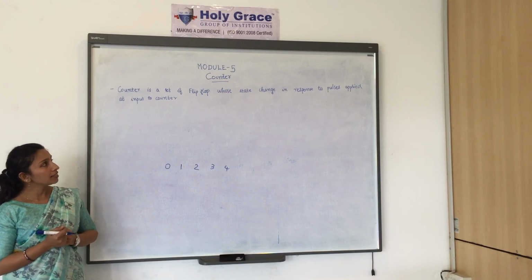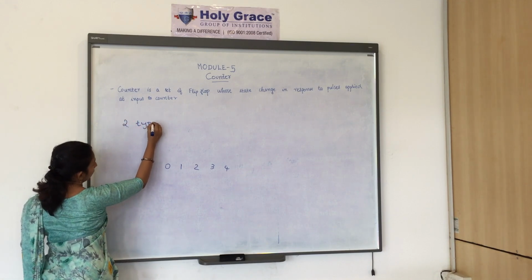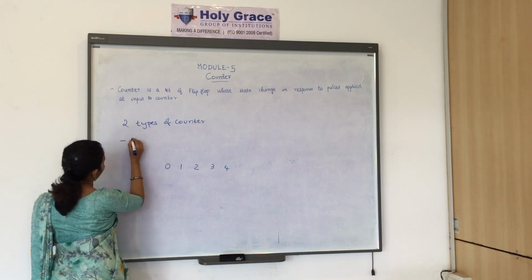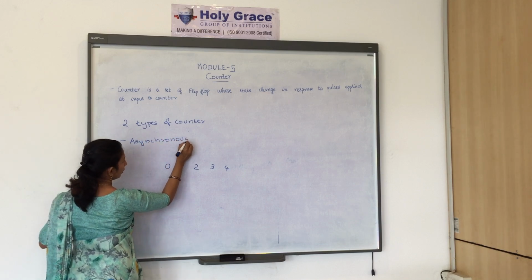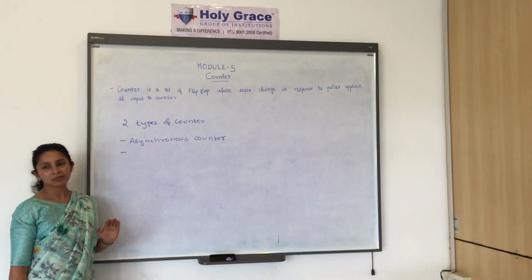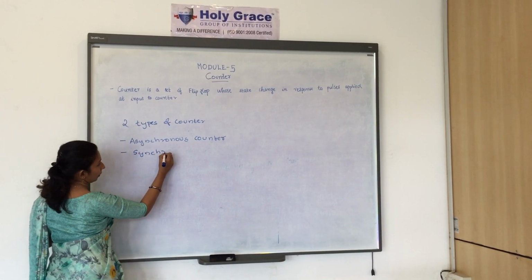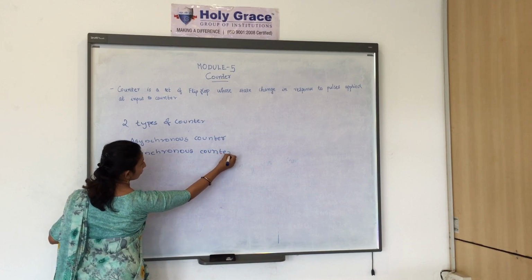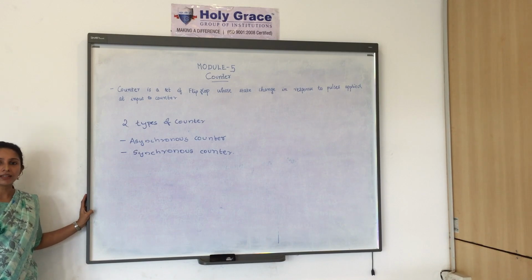Now we will see there are two types of counter: asynchronous counter and synchronous counter. Now let's see what is the difference between an asynchronous counter and a synchronous counter.